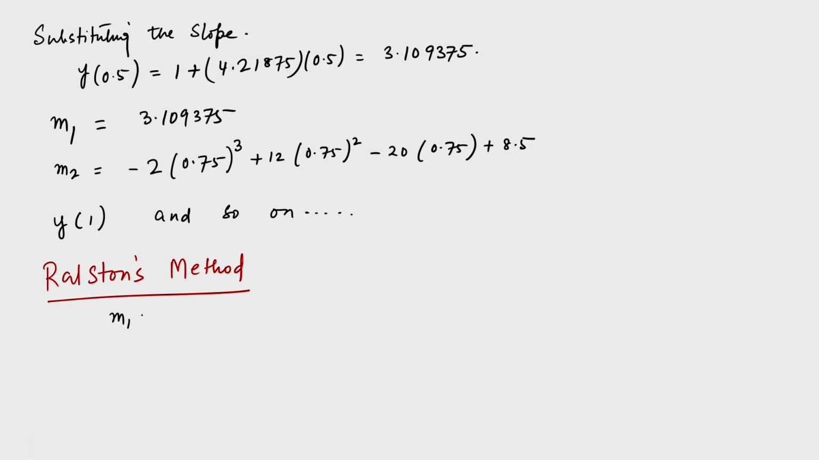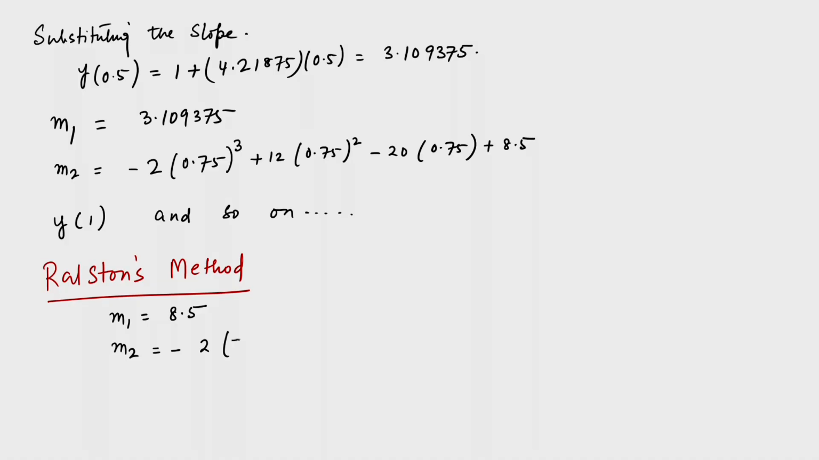So, M1 is calculated as 8.5. M2 now has to be calculated at the 1/3 point, or rather the 3/4 point. So, if you divide your 0.5 into 4 equal intervals and then you take 3 of that, which is 0.375.